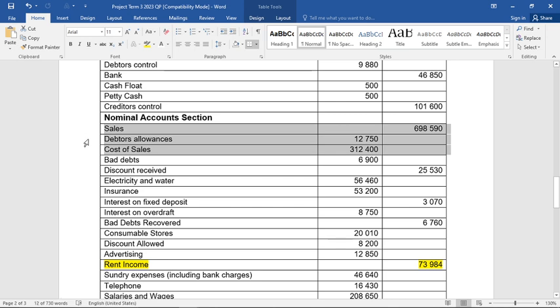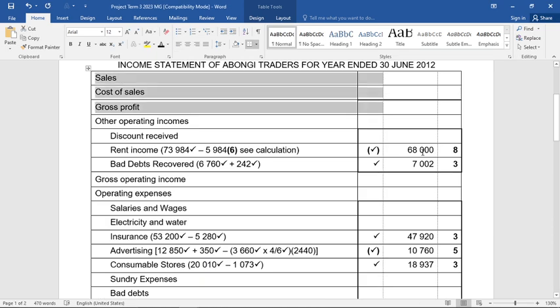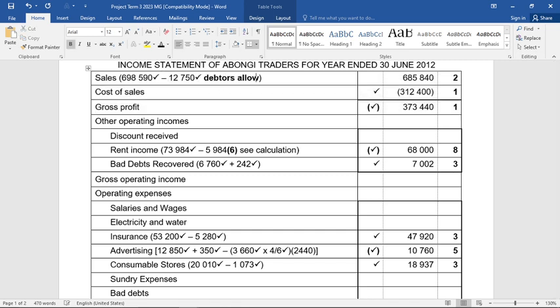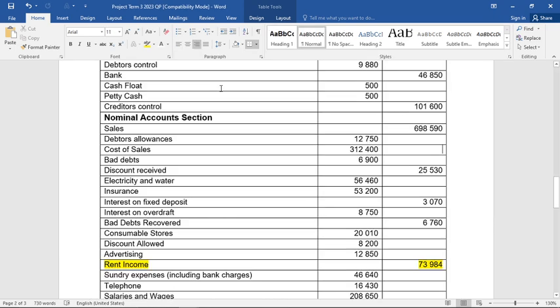Can you remember where debtors allowances goes in our income statement? Debtors allowances gets closed off to sales. So you're going to find 698,590 minus 12,750 in the sales row. We'll then have 312,400 for cost of sales, and once we've subtracted cost of sales, it'll give us the gross profit. There we go. Do you see? You're subtracting the amount of debtors allowances off from the sales amount. Happy?